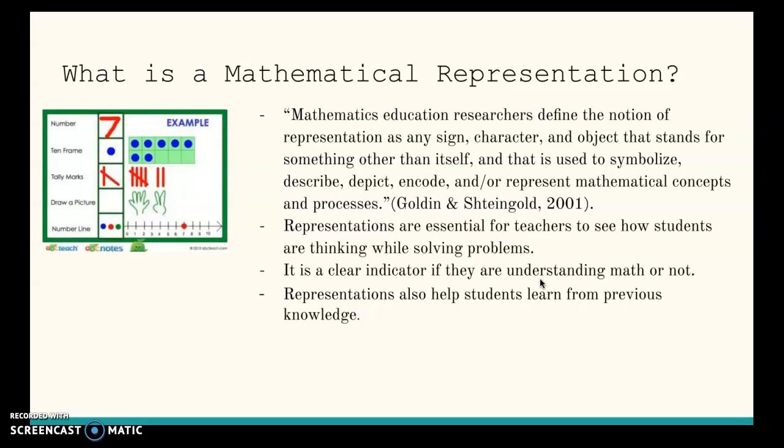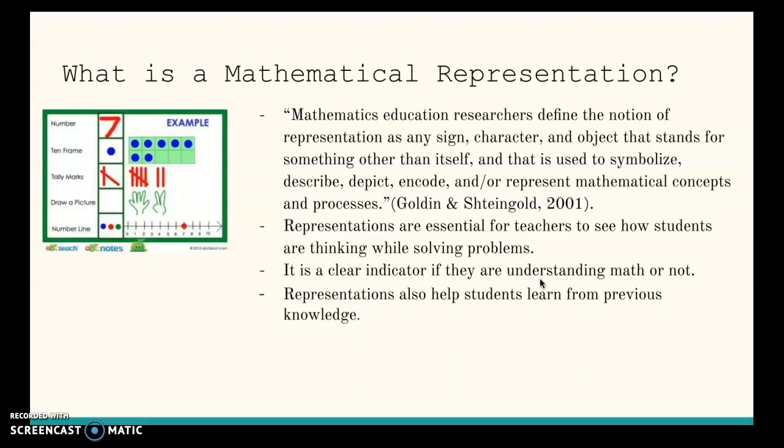I feel that this class this semester really had an emphasis on why mathematical representations are so important. Like I said, it's a clear indicator to see if the child is understanding a concept, and it can also be used to reflect on how they got there. It's another tool for students to connect the material being taught and a way for them to critically think about how they solve the problem.